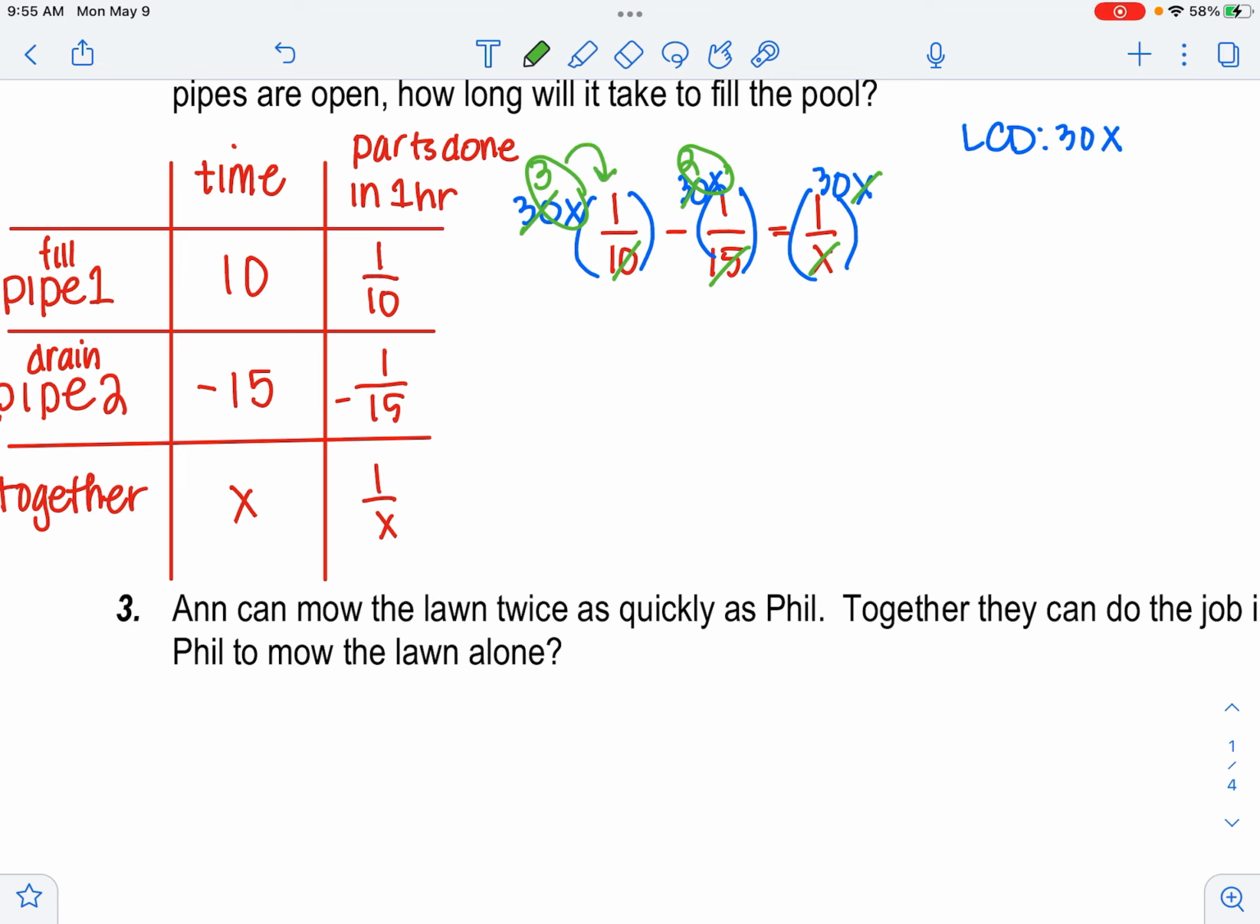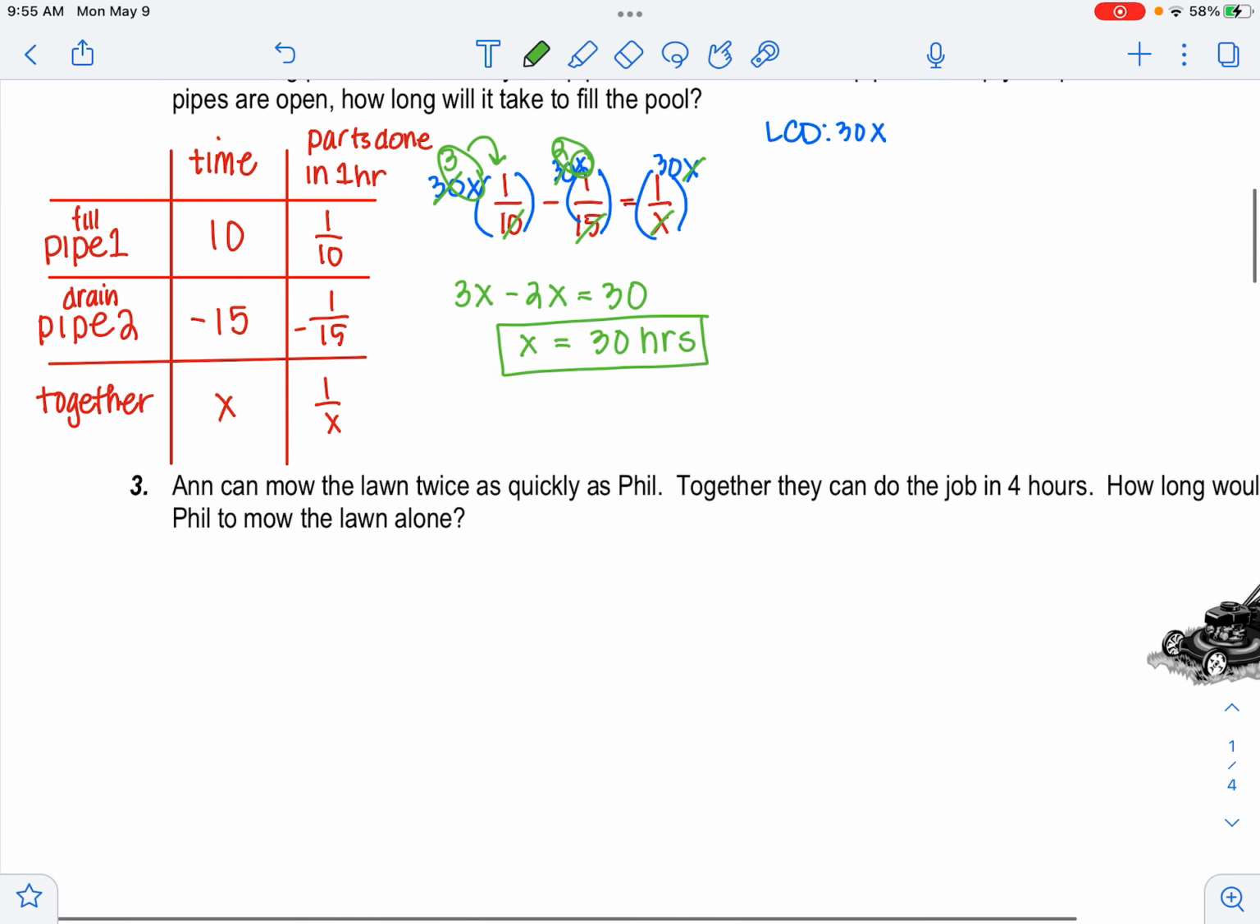All right, so distribute your 3x. That's 3x times 1, which is 3x. Distribute your -2x times 1, which is -2x. There's an x right here too. And then equals 30 times 1, which is 30. All right, combine like terms, you have x equals 30. So now we have x equals 30 hours, and it takes 30 hours to fill the pool. Unfortunate, right? So by the fact that that pipe was open, it's going to take 30 hours to fill instead of the 10 hours. All right, last work problem here.